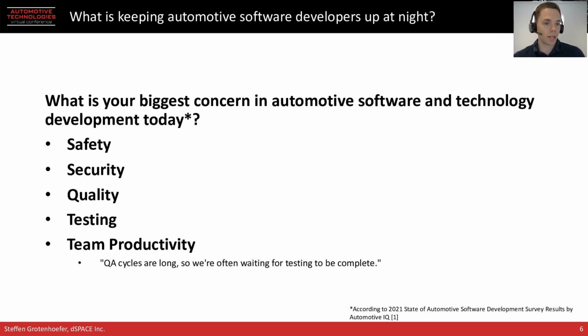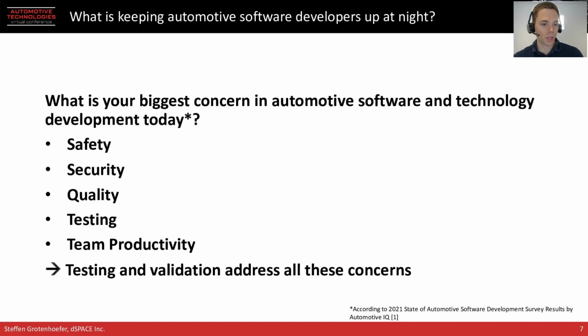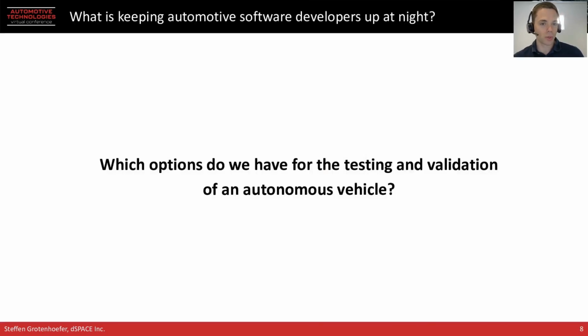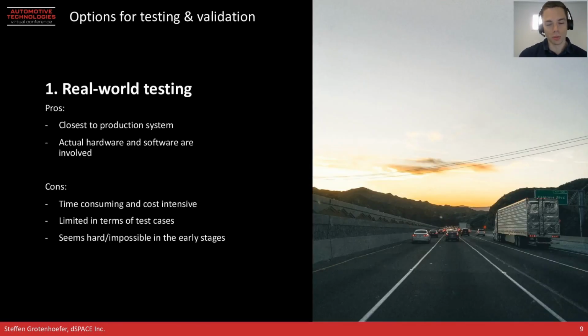So all of these have in common safety, security, testing itself, and team productivity with these answers, that they can all be addressed by testing and validation. So testing and validation can help with all of these concerns. Question is, of course, what if we speak about an autonomous system, what options do we even have for testing and validation? And the first one that comes to mind is, of course, real-world testing.